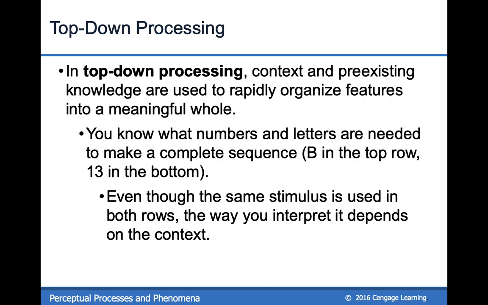This is when we use context and pre-existing knowledge to rapidly organize features into a more meaningful whole. So you know what numbers and letters are, and you know the numbers and letters that are needed to complete the sequence. So if you're seeing a sequence that is A, an ambiguous figure, and C, that ambiguous figure you're going to assume is B because you know that the alphabet goes A, B, C. Same thing with the numbers on the bottom. So you're using context. You're using your knowledge about letters and sequence to figure out what that image is. So even though it's the same stimulus in both rows, you can interpret it differently depending on the context. And that's top-down processing. You're using these bigger, higher order things, like this knowledge-based approach to figuring these things out.